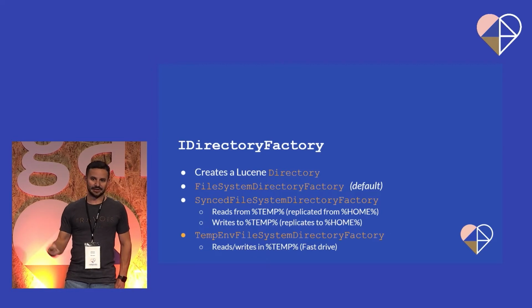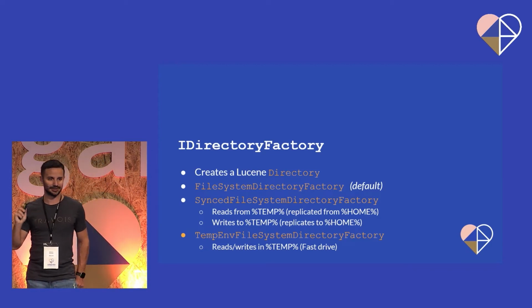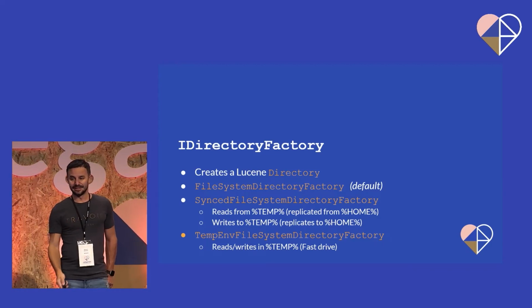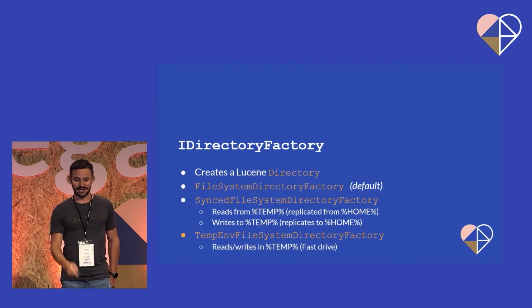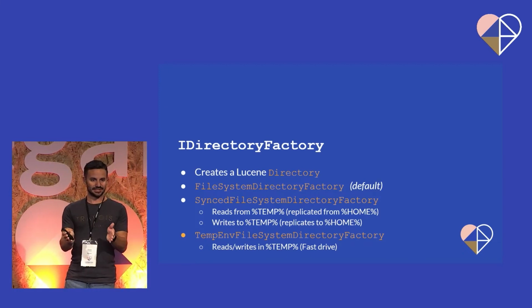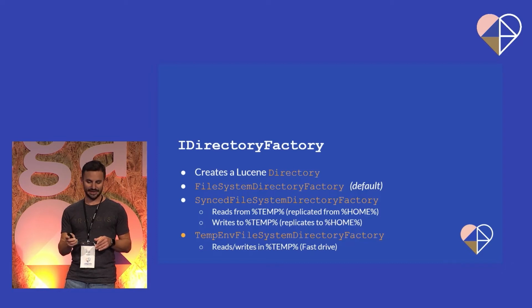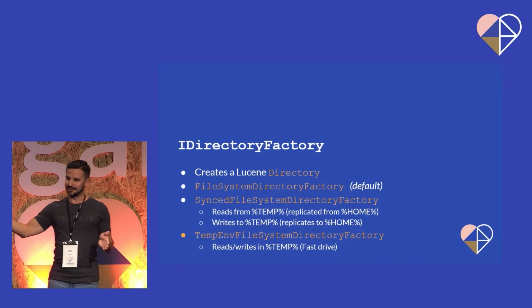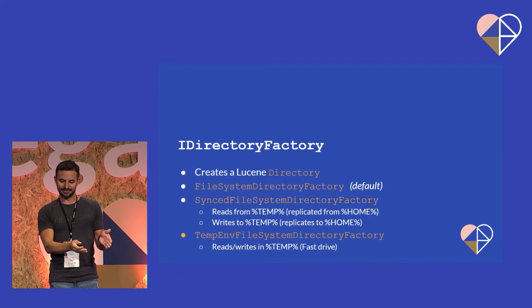and you're going to run into problems. So in the documentation on our Umbraco on how to host on Azure, the default that we specify is to use the synced file system directory factory. What this actually does is it means that Lucene's going to be hosted on the temp or local fast drive, and it's always going to read from there. But when your site starts up, it actually replicates from your network drive to the local drive.